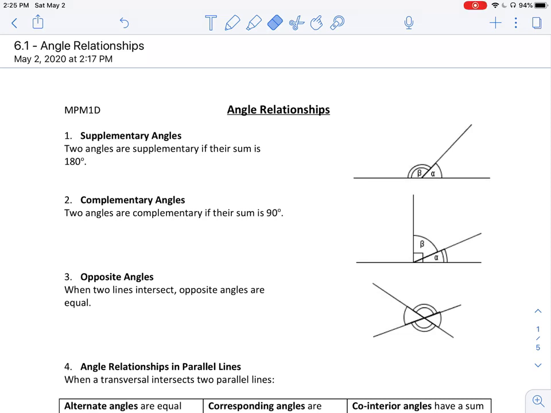So we're moving into a new unit. We're talking about angle relations, specifically angle relationships. So the first lesson of this unit, we're talking about the different relationships that angles have.